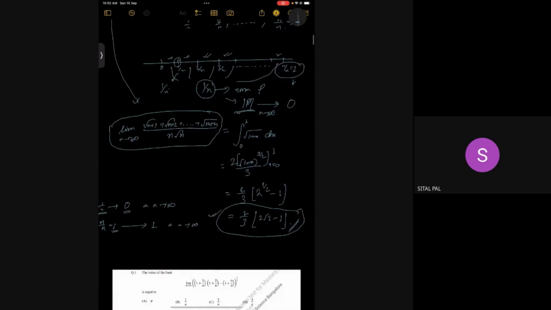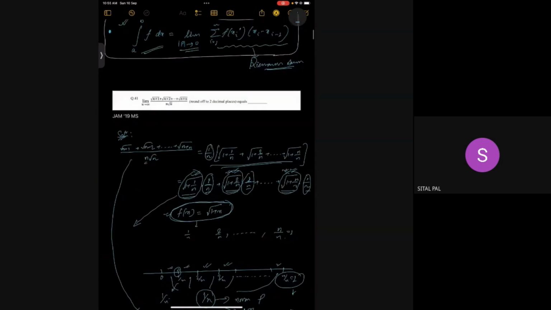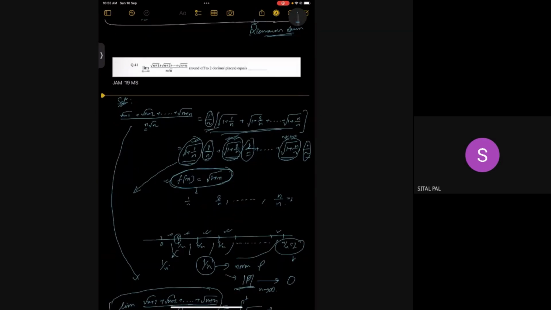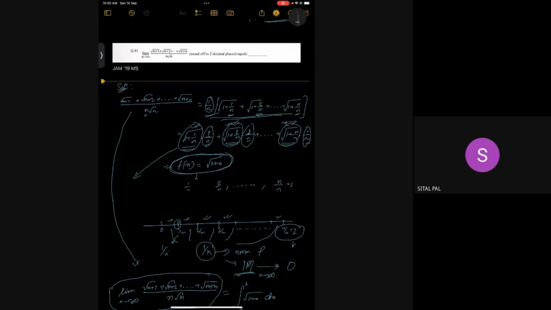Do you see the similarity between the first and the second problem? There is a 1 by n, and there are 1 by n, 2 by n consistently, right? And that is how we solve it. Clear?